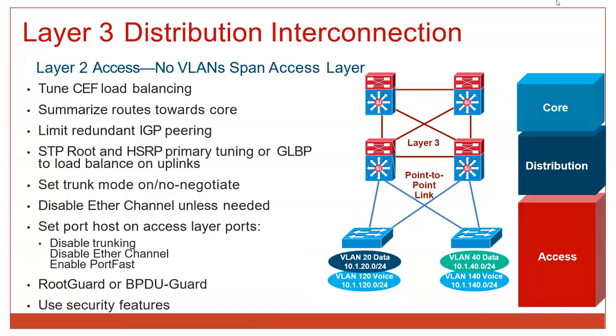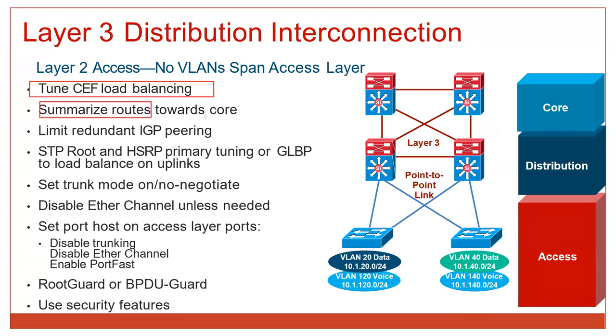There are one or two more videos, and later on, obviously, in the configuration section, we have to go and configure it. You will see that it's very easy, like 4 to 5 lines of configuration, and it will work fine. Now, in this diagram, you can see that once you are using layer 3 distribution interconnection, what different types of features you can use, like tune, safe load balancing, summarize routes. These are the best practices.